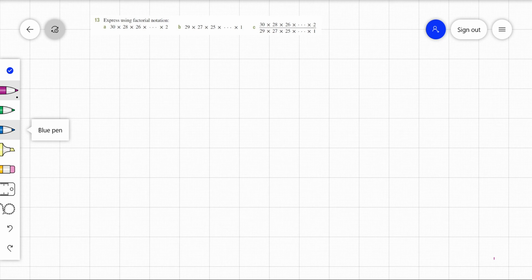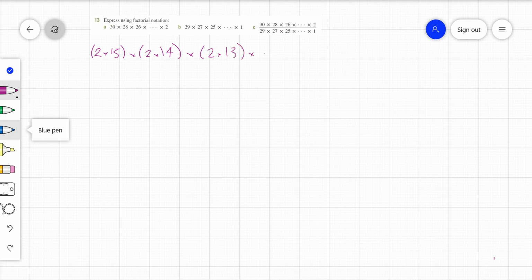Okay, we have to express using factorial notation. So if we look at the first one, 30 times 28. This is a little bit weird because it skips a number each time. So what you can do is think of it as two lots of 15s times, so I'm halving them all so that I can get a pattern that goes up by one number instead of two numbers.